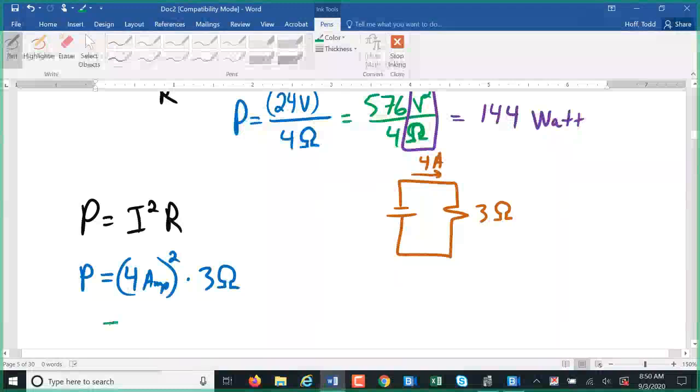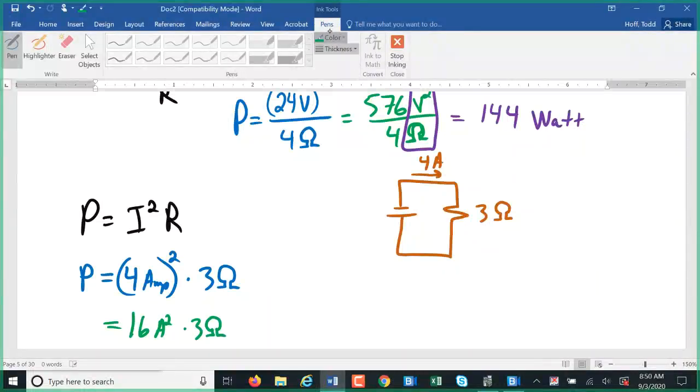Well, 4 amps squared, 4 squared is 16. Amp squared is just an amp squared. Now I multiply. 16 times 3 is 48. Well, again, you'll learn in DC electric, for those of you in automotive, an amp squared times an ohm is also a watt. So it's 48 watts.